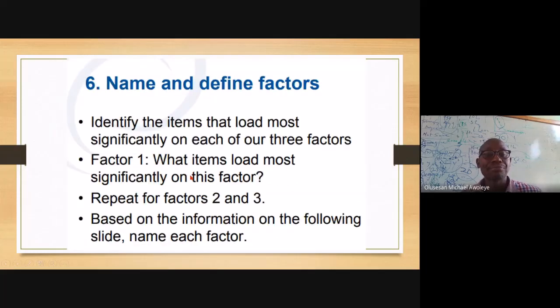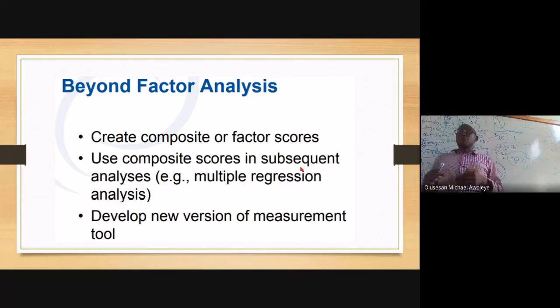So this is more or less like summarizing what we have done. You want to identify the items that load most significantly on each of our 3 factors. All this you still have to confirm using regression. That is why, like I told you, regression is an analytical tool that will meet you everywhere you go. So as you output your factor analysis, behind the scenes as well, you have to correlate your factors.